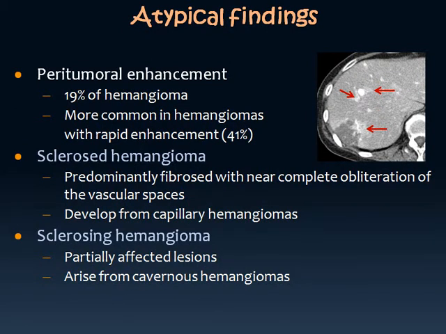Sometimes peritumoral enhancement may be seen in the hepatic hemangioma. Peritumoral enhancement is more common in hemangiomas with rapid enhancement. Sclerosed hemangioma is a predominantly fibrotic hemangioma with nearly completely obliterated vascular spaces. Sclerosing hemangioma is a partly affected hemangioma, which is thought to arise from cavernous hemangioma.